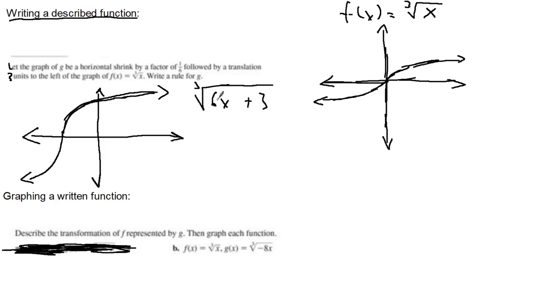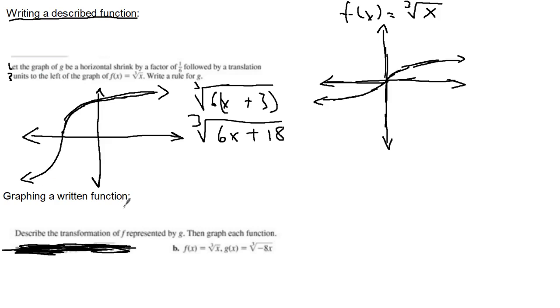And in fact, the 6 that's in here will also affect the 3. So it'll look something more like this. And then it'll be cube root of 6x and then plus 18. So the 3 units to the left is also affected by the horizontal shrink, and that's why it's called a horizontal shrink.